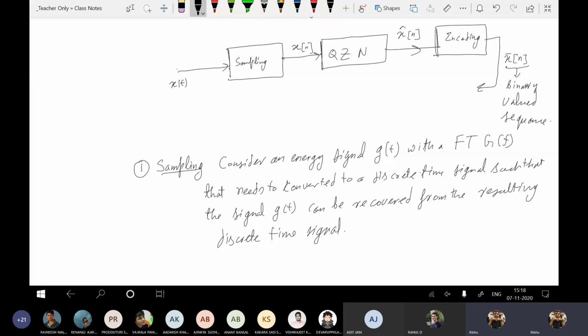Fine. So the process of sampling is that I take a continuous time energy signal and I want to convert it to a discrete time signal such that the true signal can be recovered from the samples. Sounds fair enough?